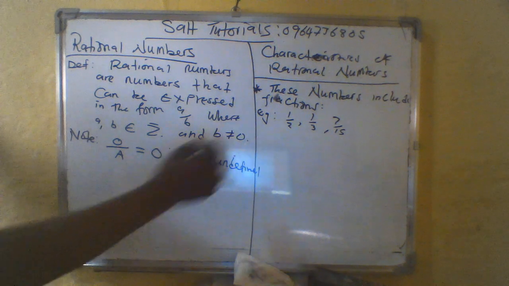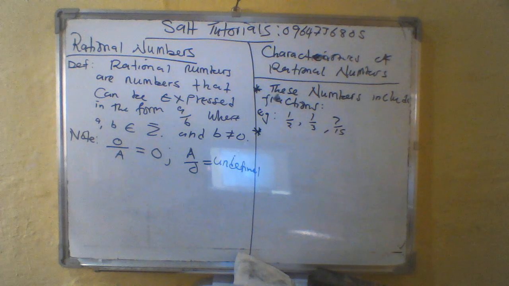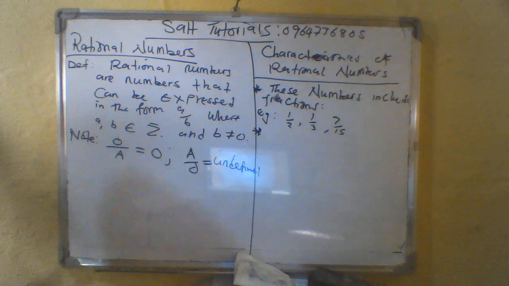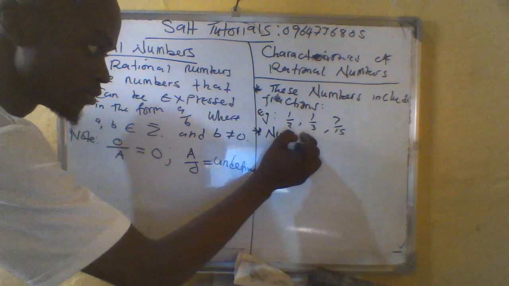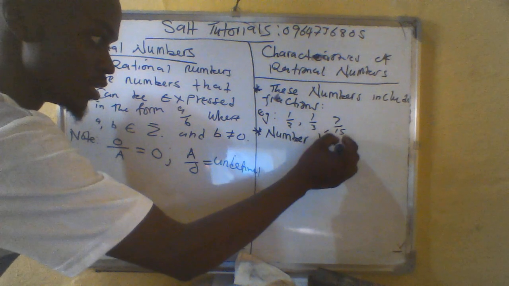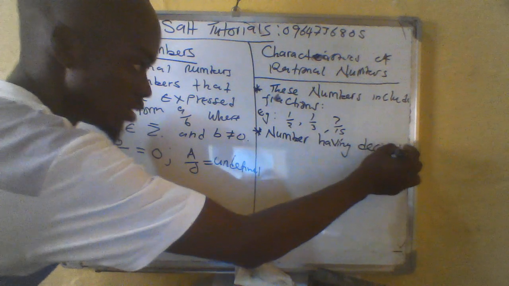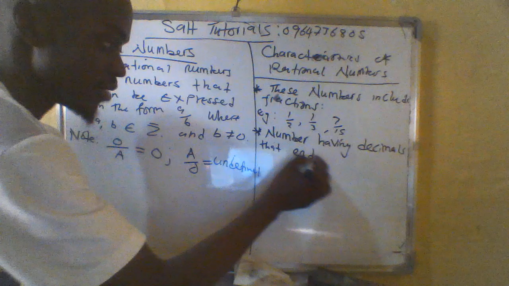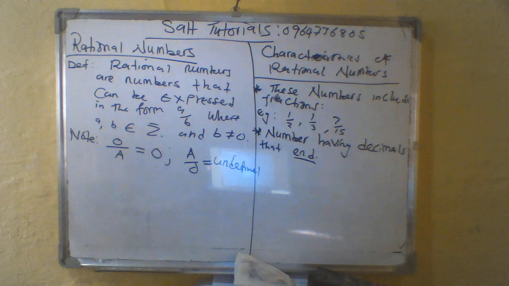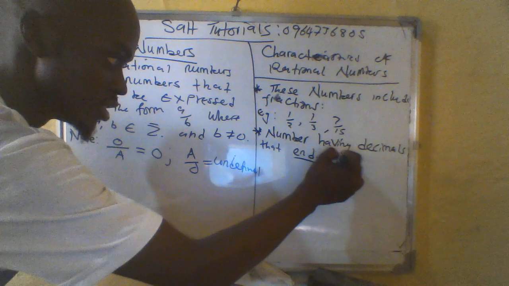And then we have the second characteristic of a rational number, where we are saying that rational numbers include numbers having decimals that end. That's a simple language you can use. In other language, we are talking about terminating decimals.